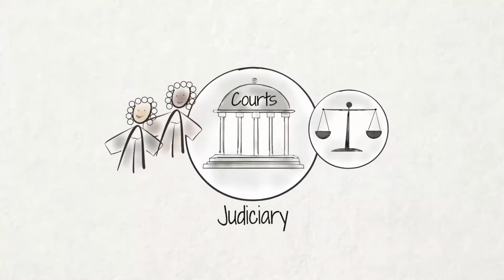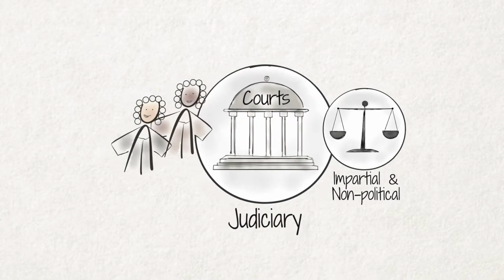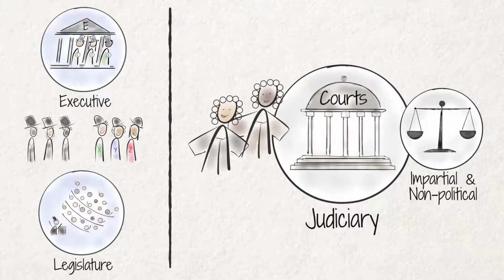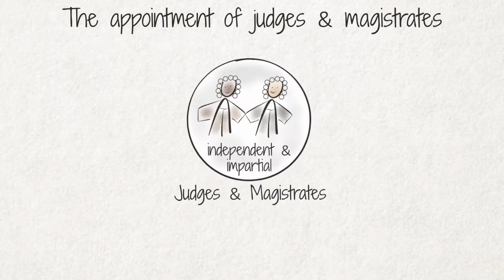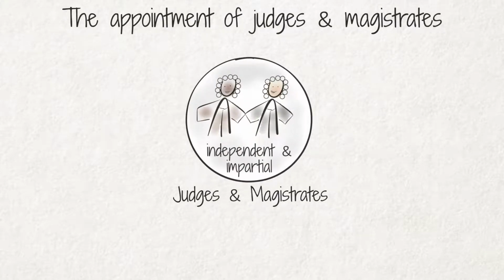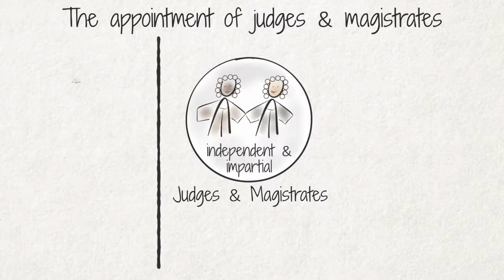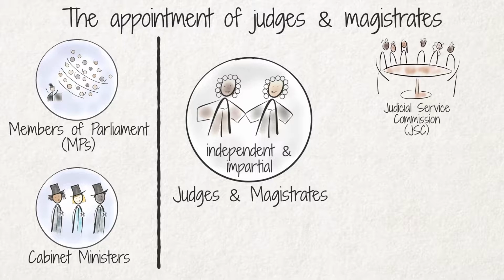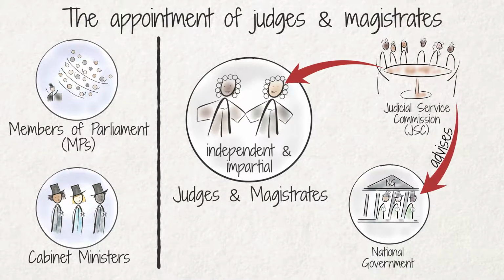This is why the judiciary has to be impartial and non-political, while the other two branches of government are made up of politicians who work along the lines set out by their particular party. Because judges and magistrates must be independent and impartial, it is very important that they are appointed in a different manner than MPs or cabinet ministers. In South Africa, the Judicial Service Commission, JSC, a body established by the Constitution, plays an important role in the appointment of judges. It further advises the country's national government on any matters relating to the judiciary and the administration of justice.